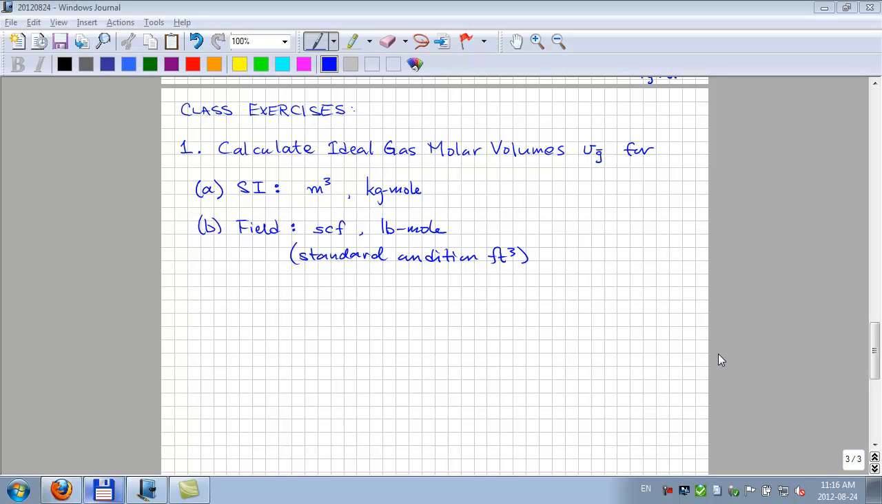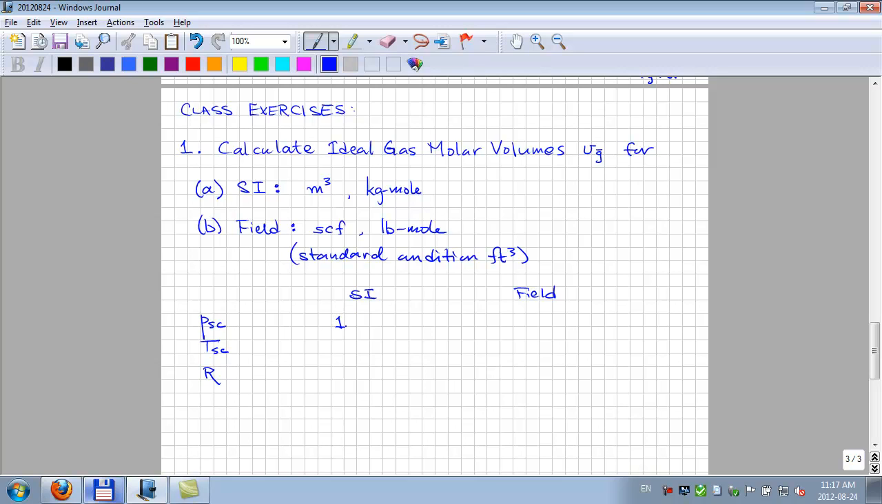I'll have to provide you the various quantities, since you probably don't have it in front of you to do that. So I'll just put SI and field here. So we need the pressure in standard conditions, temperature, standard conditions, and the constant, which you should actually already have.